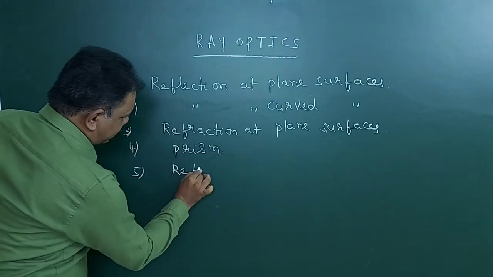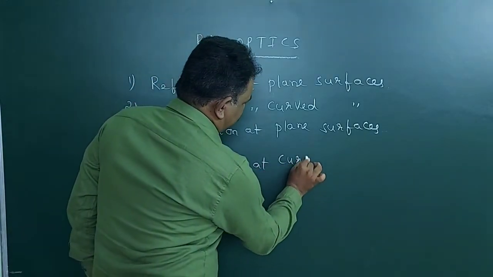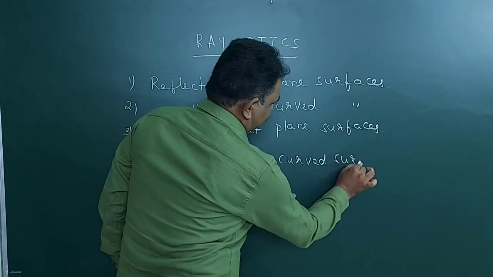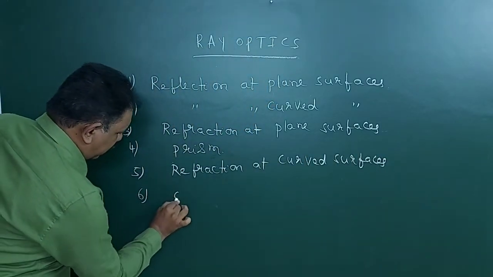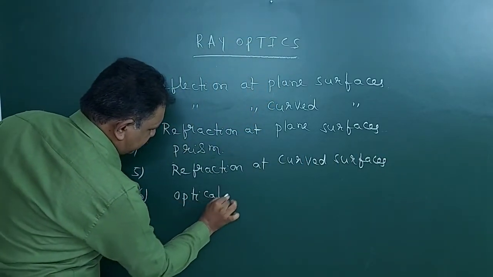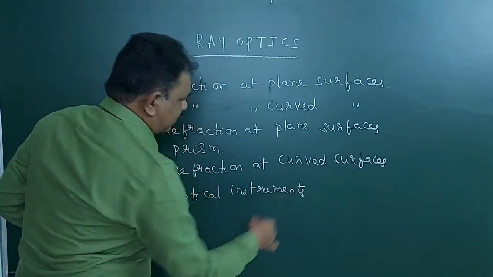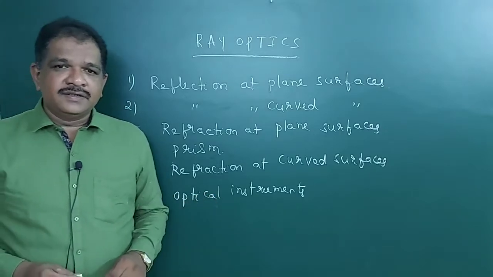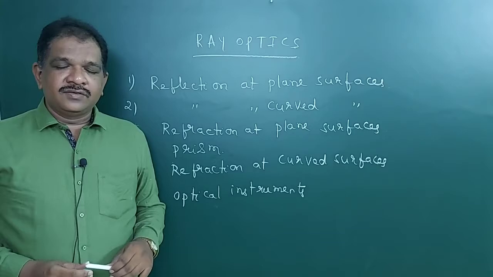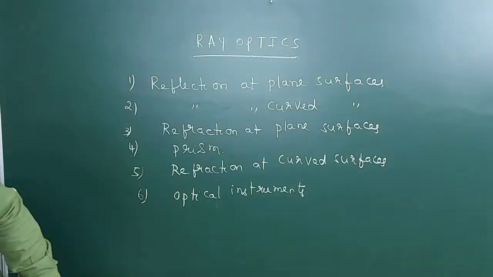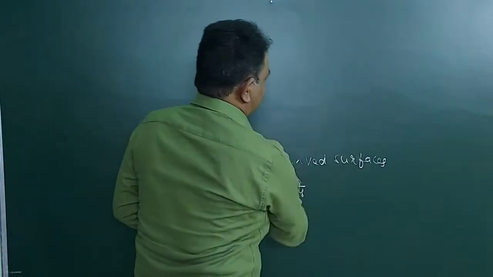Next, refraction at curved surfaces. Next, optical instruments. So these are the main concepts we will discuss in this chapter. One by one, we will discuss what formulas are there in this. Okay. First of all, we will discuss reflection at the plane surfaces.